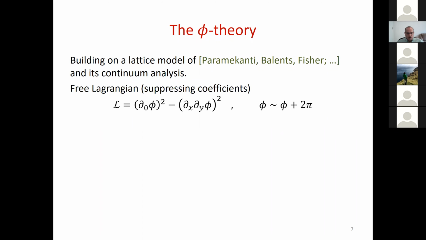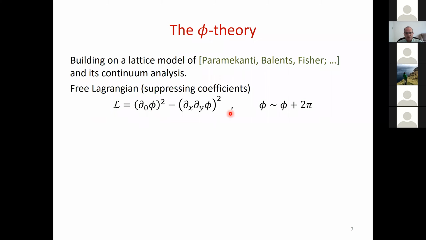And that's a Lagrangian. This Lagrangian looks rather innocent in the continuum. I'm suppressing coefficients. There's a kinetic term here, and there's a spatial derivative term. There's no (∂_x φ)², there's no (∂_y φ)². There are also no other terms that could be added. I'm just taking this Lagrangian as is, where φ is circle valued. So φ is a compact scalar field, and this is our Lagrangian.